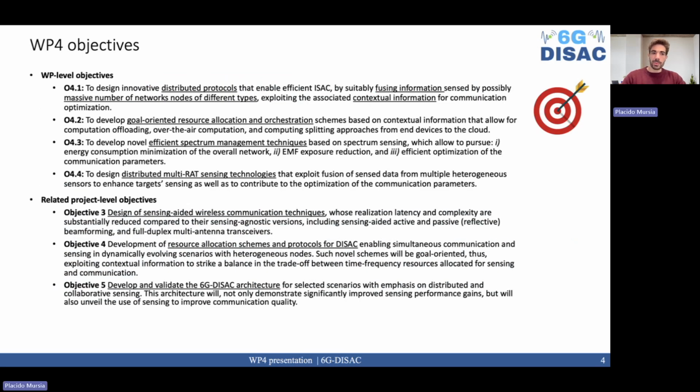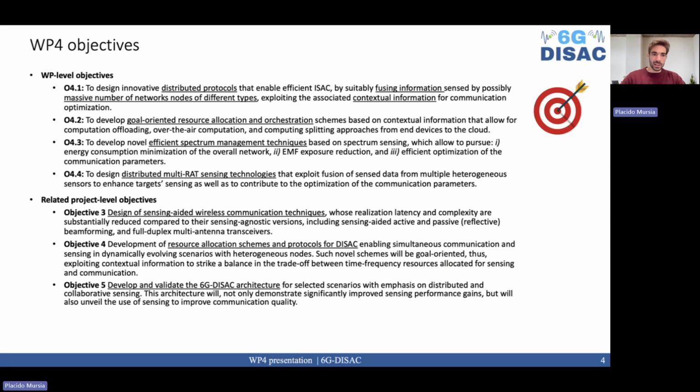In terms of work package level objectives, we identify four key objectives. The first one is about a design of innovative distributed protocols that enable efficient ISAC, and this means fusing information that is being sensed by possibly a massive number of network nodes, which may be of different types, and we'll give more details on that later, and also exploiting the associated contextual information.